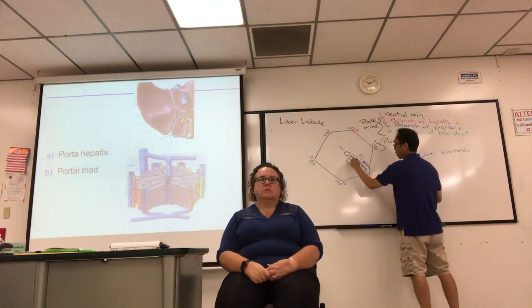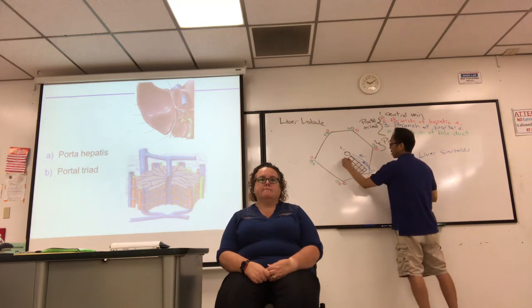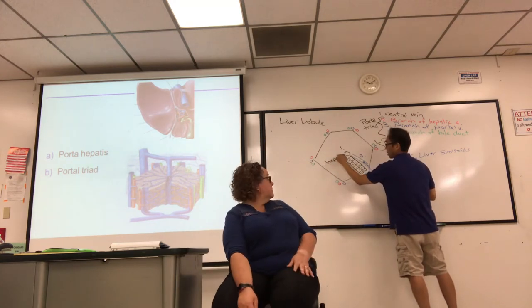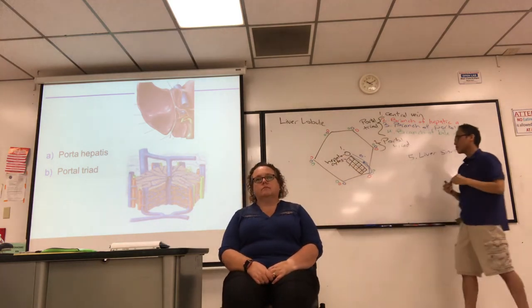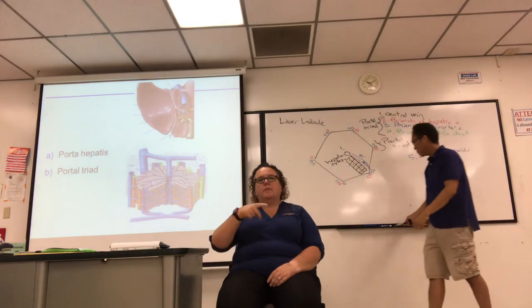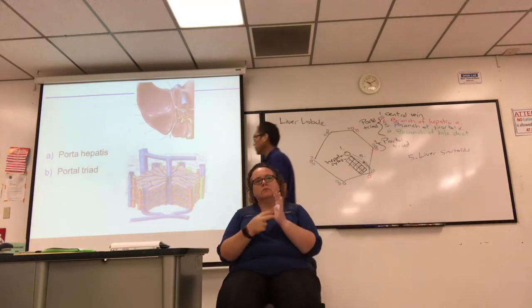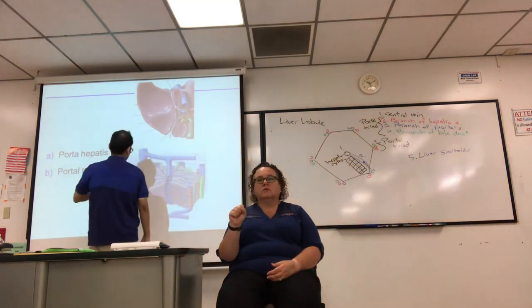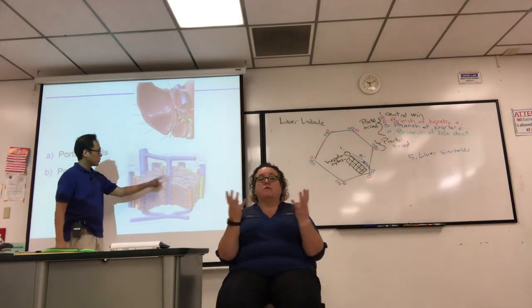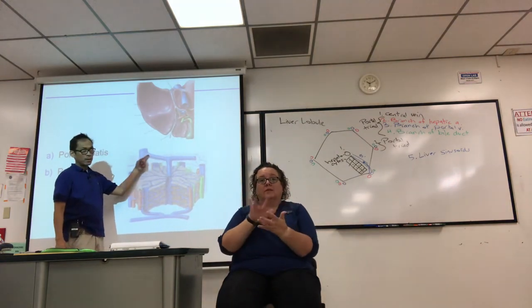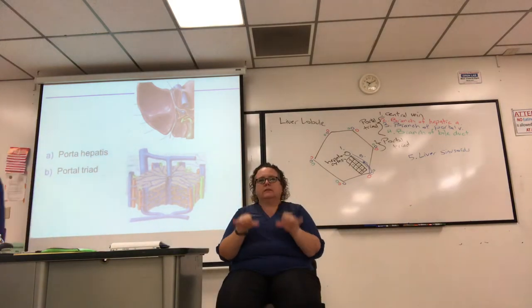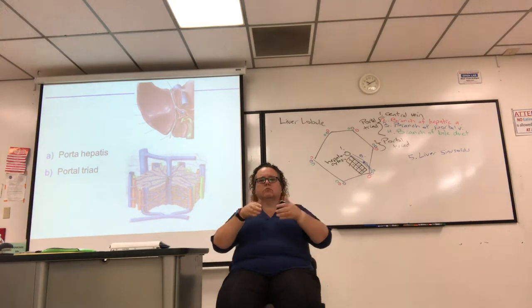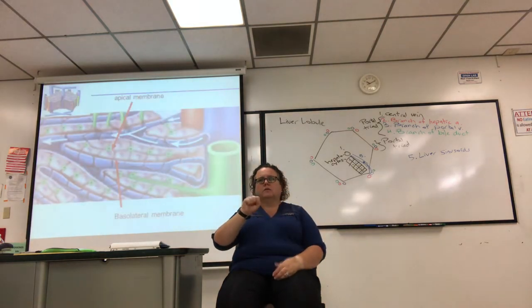Draw a double row there. Hepatocytes, the liver cells. Okay. So they have access to the flowing blood. And by the time the blood reaches the central vein, it's on the way out to the hepatic vein, the drainage system. I wanted to take a close-up view of the hepatocytes next to the sinusoidal blood in this slide here.